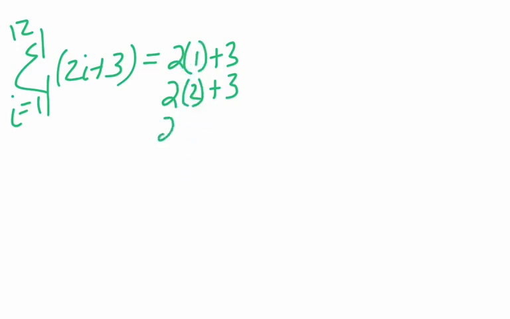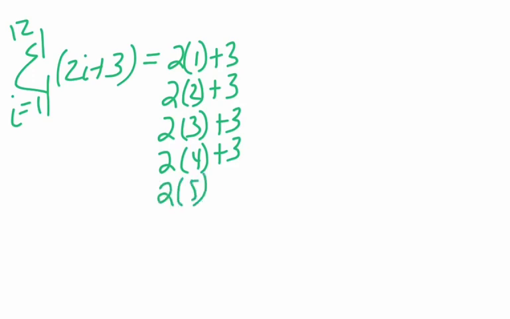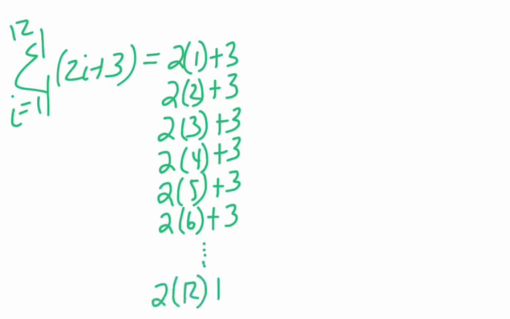So you're not going to change the 2. You're not changing the 3. The only thing that's changing in there is the variable, in this case, the i. Okay, and I'm only halfway done with that. So that's going to go all the way up to 2 times 12 plus 3.